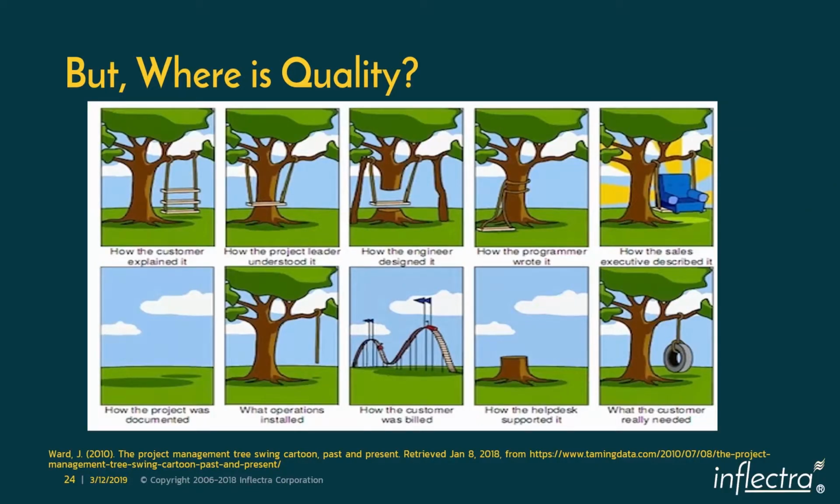But where is quality? Let's take a look at this diagram that people are often used to defining the software development lifecycle. When you look at how the customer explained it, how the project leader understood it, how the engineer designed it, how the programmer wrote it, how the sales executive described it, how the project was documented, what operations installed, how the customer was billed, how the help desk supported it, and what the customer really needed, where is quality? Quality should be in all aspects so that you are constantly building this. We would never have so much gap if only we had incorporated quality by design.